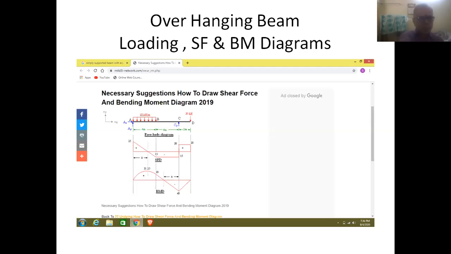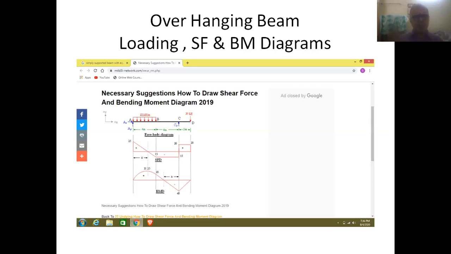That means the distance between this point and the second support is given as 4 meters. And finally, the distance between the second support and the right end of the beam is given as 2 meters. So friends, the length of the beam must be taken as 8 meters, and the length of the overhanging portion must be taken as 2 meters.